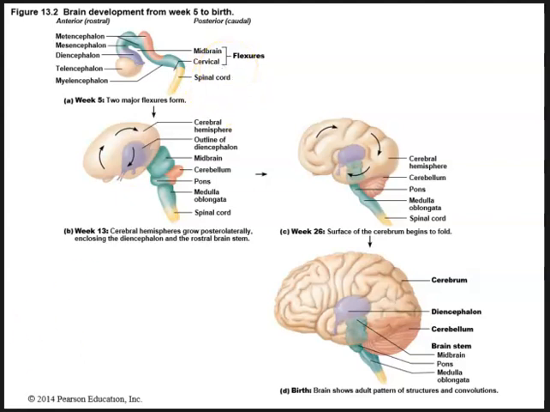Then by week 13, the cerebral hemispheres will grow posterolaterally, which then includes the diencephalon and the rostral brainstem. So growing posterolaterally, the cerebral hemispheres, again, week 13, kind of enveloping the diencephalon, which eventually will become our thalamus, hypothalamus, and such. And then at week 26, the surface of the cerebrum begins to fold as we're packing in more neurons. And by birth, we can see that the brain starts showing that adult pattern of structures with the sulci and the gyri, and all the secondary vesicles becoming the human structures that we know, such as the cerebrum, the diencephalon, holding the thalamus, hypothalamus, and the pituitary gland, and then we have the cerebellum, as well as parts of the brainstem.